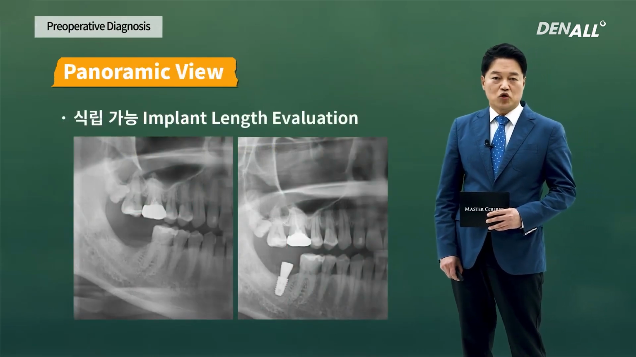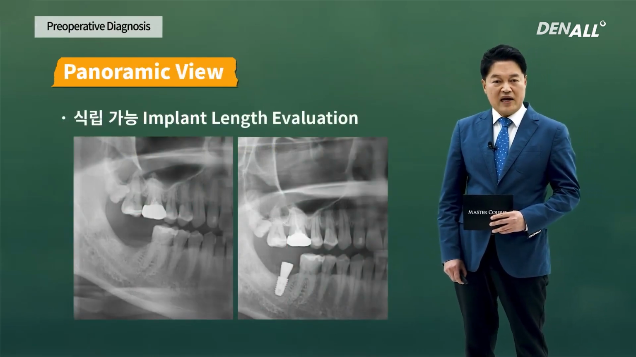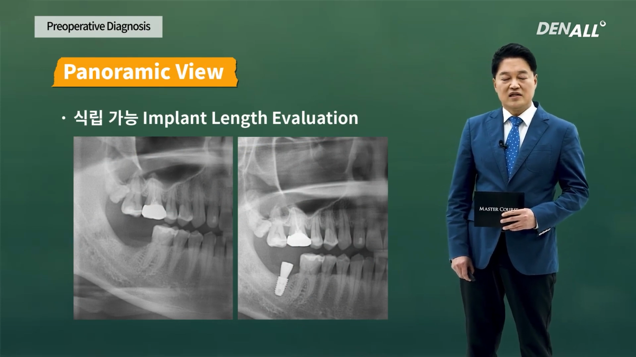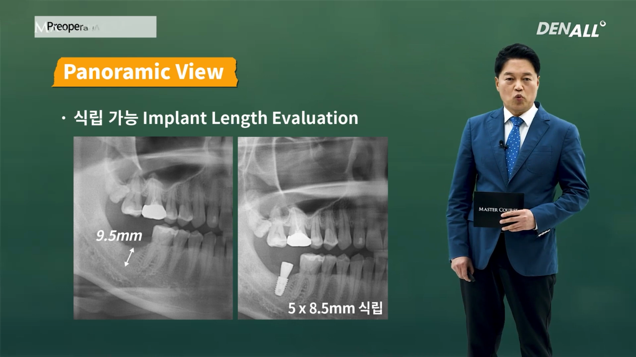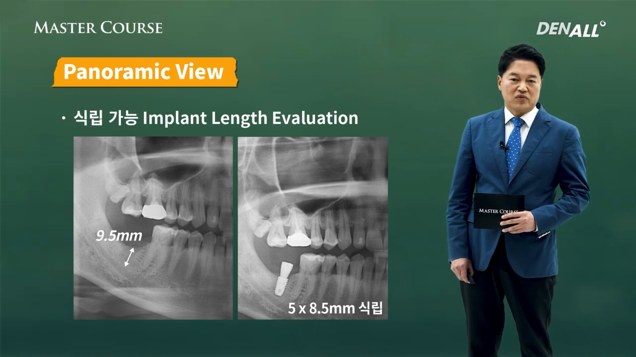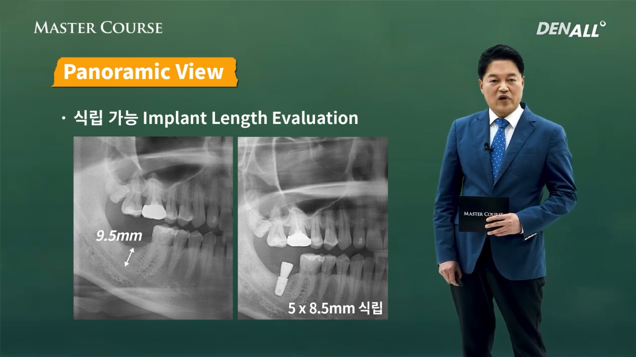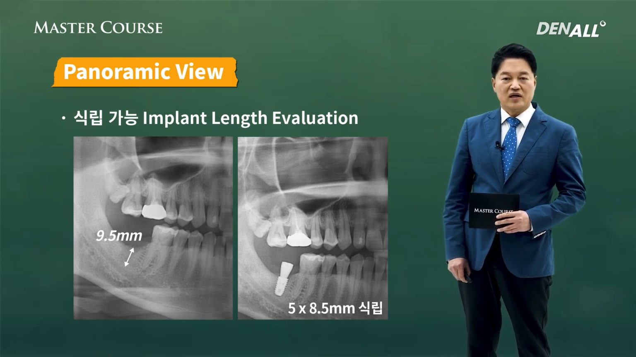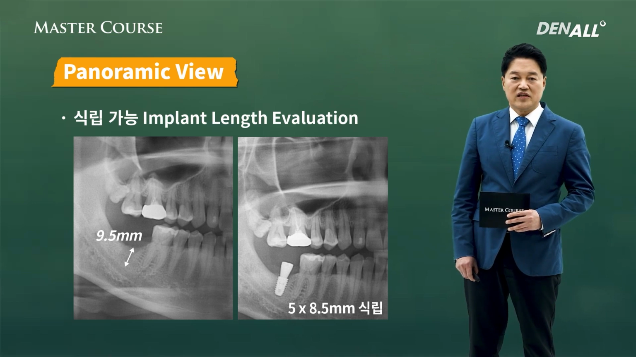As you can see, basically, in the surgical area, panax is taken and the remaining bone length is accurately evaluated. It's 9.5 millimeter. The implant needs to be placed superior to the canal. And for a safety margin with the mandibular canal, a shorter 8.5 millimeter implant fixture was planned.